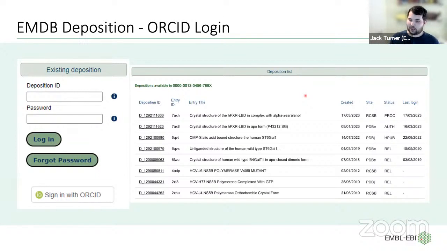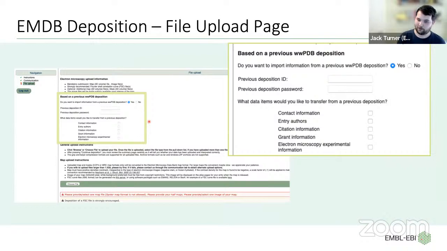So you started your deposition, you've signed in with ORCID, so your dep ID has appeared here somewhere. You can then click on your deposition ID and you'll come through to the file upload page. File upload basically involves what you'd expect. You choose your files, you upload your files, you fill in a big web form, and so on and so forth. There is a lot of metadata to provide though.